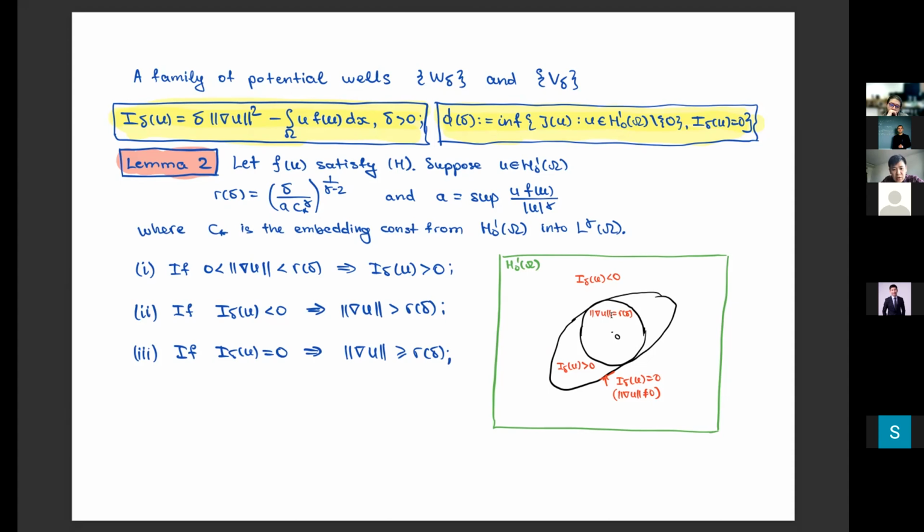So if it's inside, we can prove that the Nehari functional is positive. If the Nehari functional is negative, then we can prove that it's out of this ball. But if it is 0, then we can say that it's equal, or some point has this kind of term. But still we have some question how to define inside and the other way. So this lemma is about the relationship between this space and the Nehari functional.